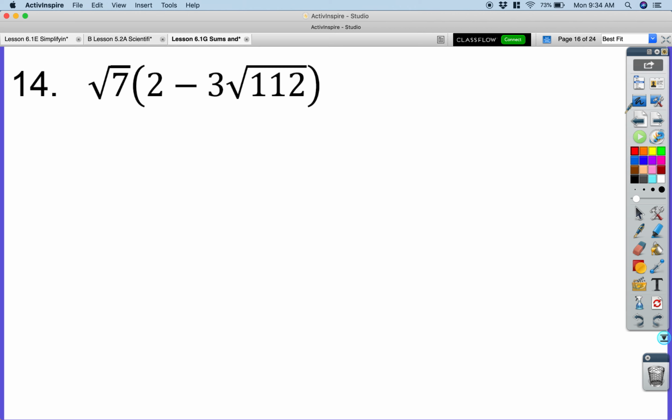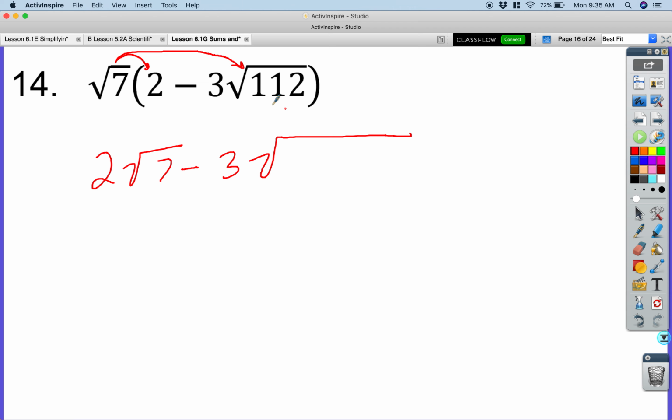All right, so now let's go ahead and look at this one. I'm going to distribute this radical 7 to the 2 and to the 3 times the square root of 112. So this right here would give me 2 radical 7, and remember I can combine those because it's multiplication, minus 3, and I'm not going to multiply 7 times 112 to get whatever that is, like 784. I'm just going to leave this as 112 times 7.